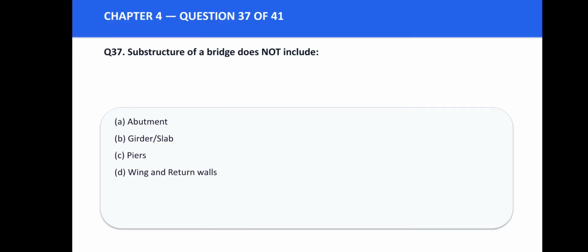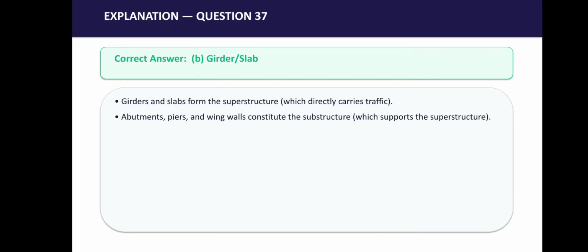Question 37. Substructure of a bridge does not include which element? Option A, abutment. Option B, girder or slab. Option C, piers. Option D, wing and return walls. The correct answer is option B, girder or slab. Explanation. Girders and slabs form the superstructure which directly carries traffic loads, whereas abutments, piers, and wing walls constitute the substructure supporting the girders.